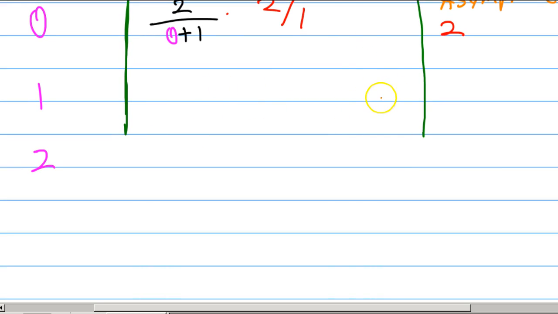For 1, I'm just going to go straight into the calculator table mode here and just see for 1, that gave me 1. And for 2, I got a value of 2/3.